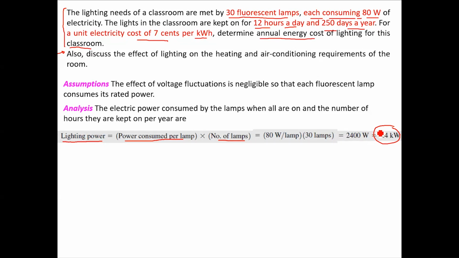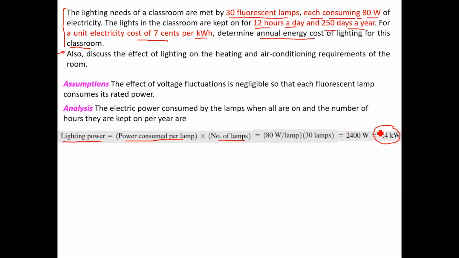Now, what should be the second step? Sir, 12 hours a day. The lights are on 12 hours a day, so it means 2.4 kilowatts into 12 is the power consumption per day. All right. Can you explain it in English, because I suppose Taha is also listening, so it would be convenient. All right.